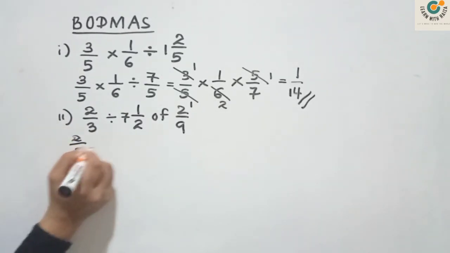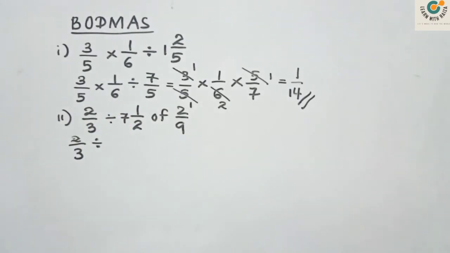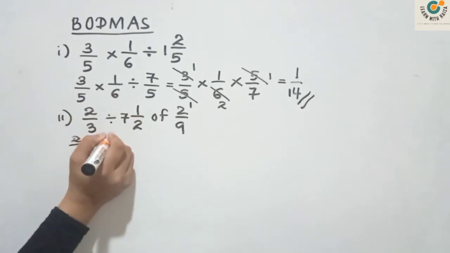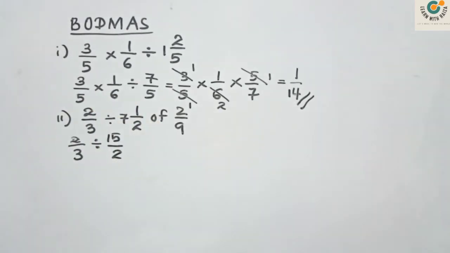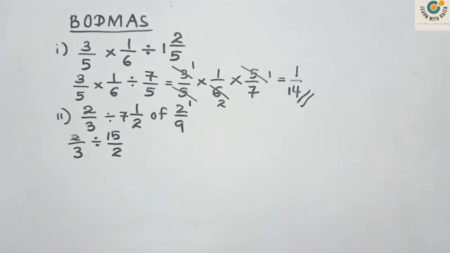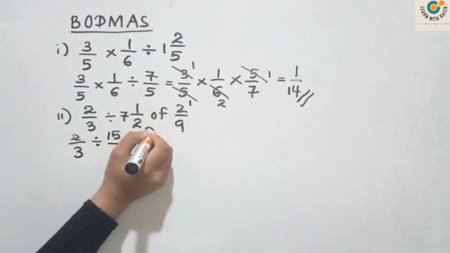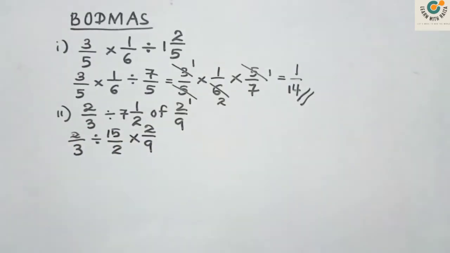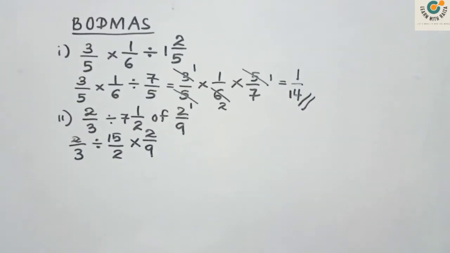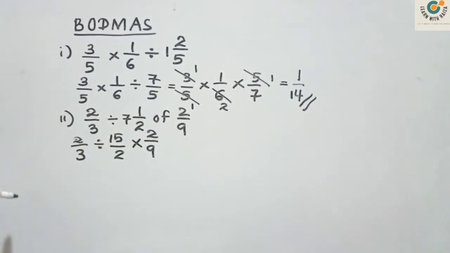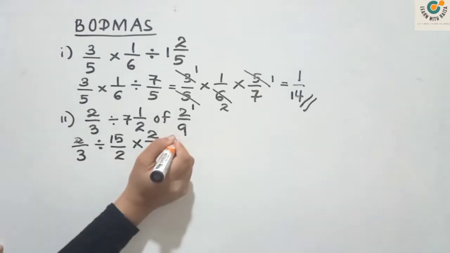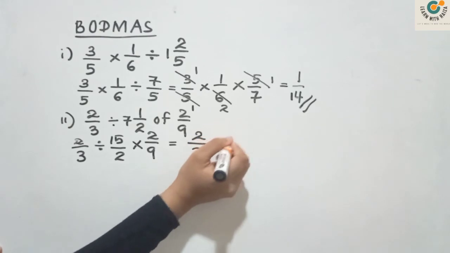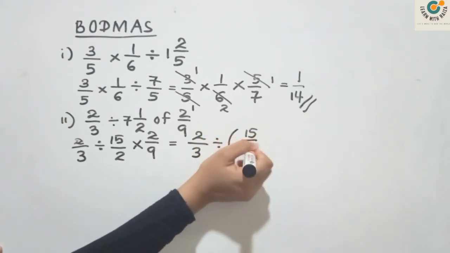Write 2 upon 3, no effect done, division. 7 1 upon 2, convert into improper. 2 times 7, 14. 14 plus 1, 15 upon 2. Of means multiplication, 2 upon 9. Now, division and multiplication are there, but we have to solve the multiplication first here because it's an of. It came through of. 2 upon 3 divided by, I'll put a bracket here to make it easy for me.